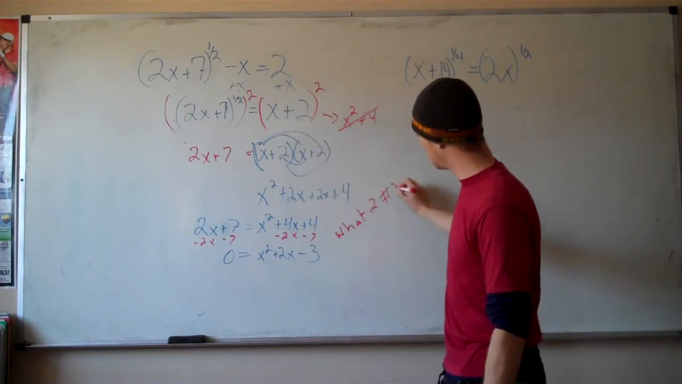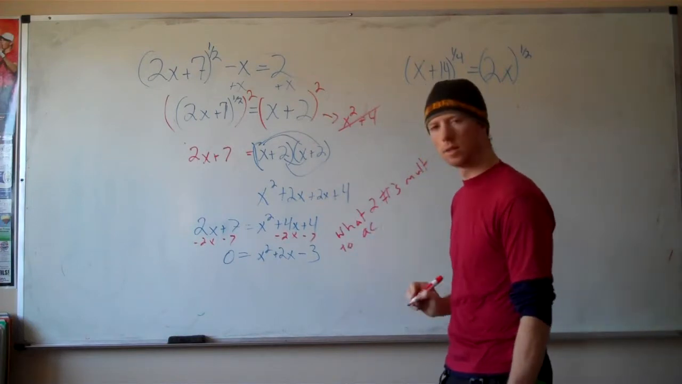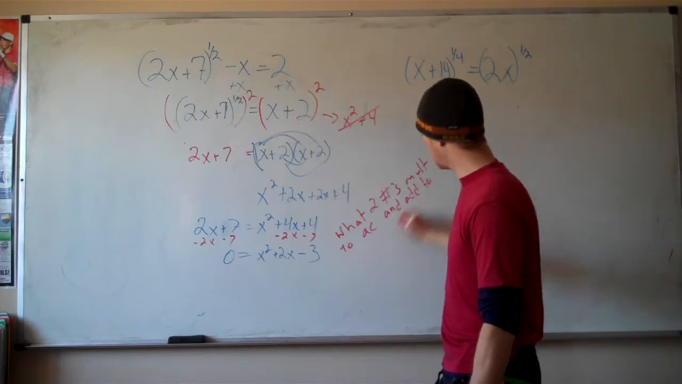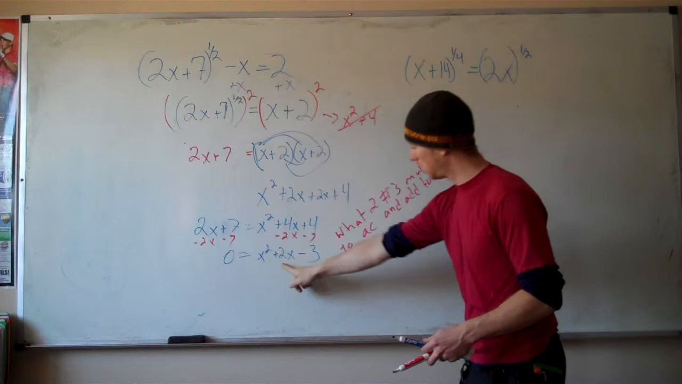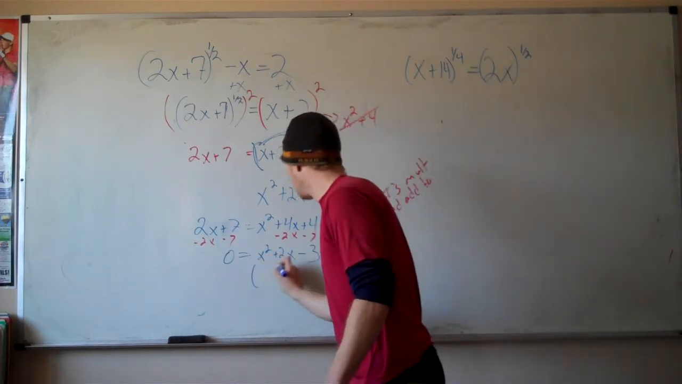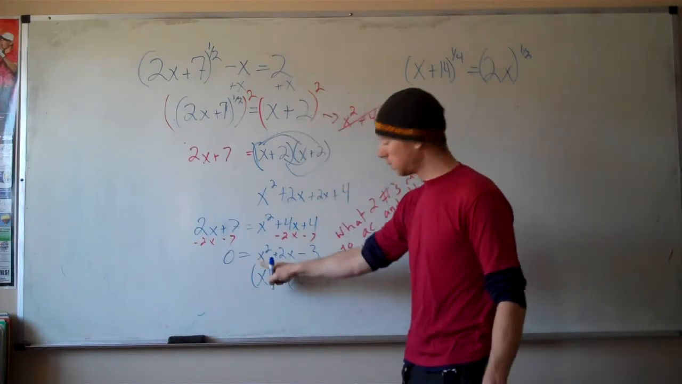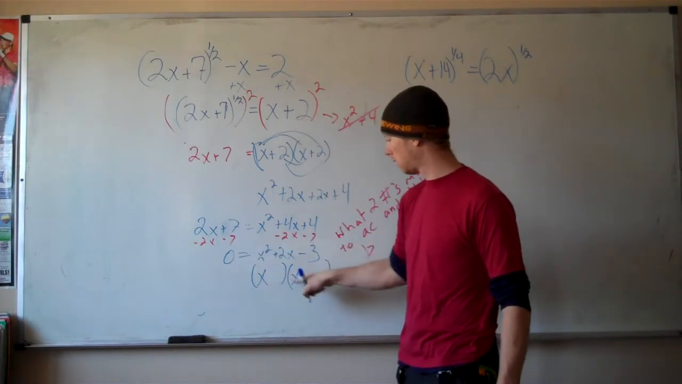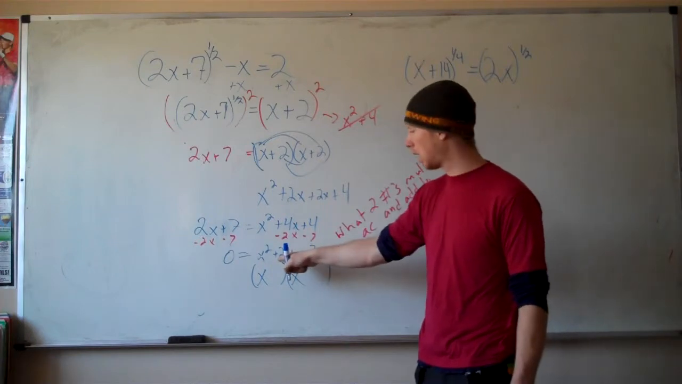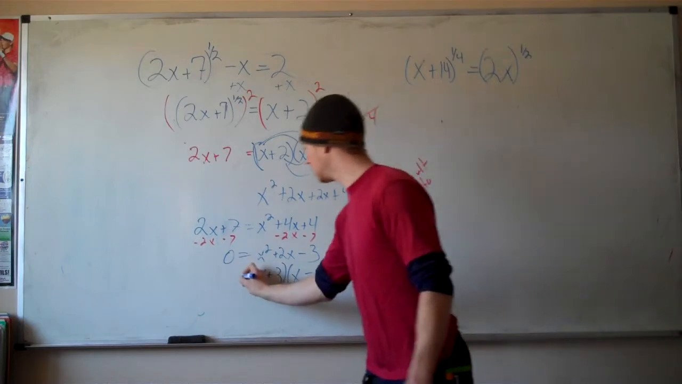The key here is asking yourself the question, what two numbers multiply to AC and add to B? This is B, A is 1, and C is negative 3. We know it's x times x because that is the square root of x squared. That's where we got the x squared. The two numbers that multiply to negative 3 and add to positive 2 are positive 3 and minus 1.